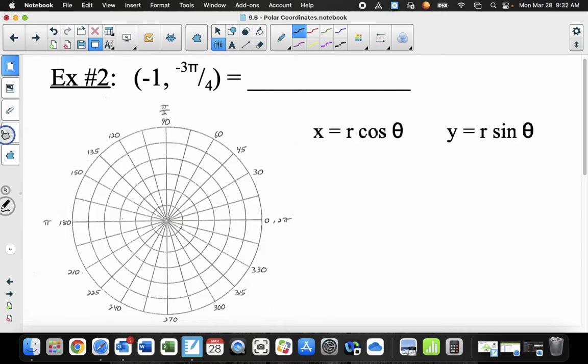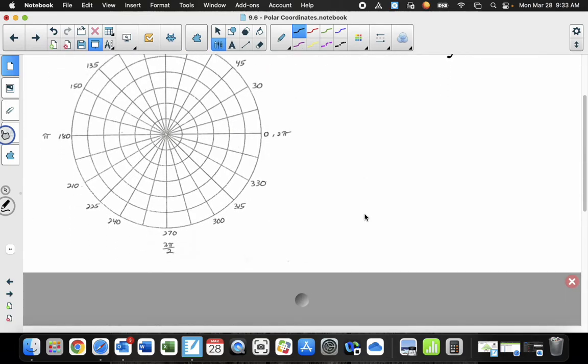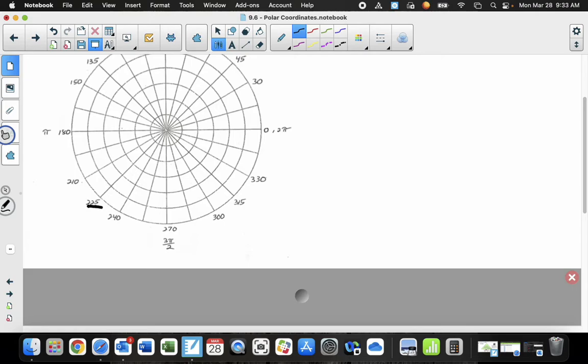So first off, let's plot the point on the polar grid here, and then we'll figure out what the corresponding value is in rectangular form. First question, where is negative 3 pi over 4? Let's start with the angle first, and then we'll work with the radius. What is it? It's the same thing as a positive 5 pi over 4, which is 225.